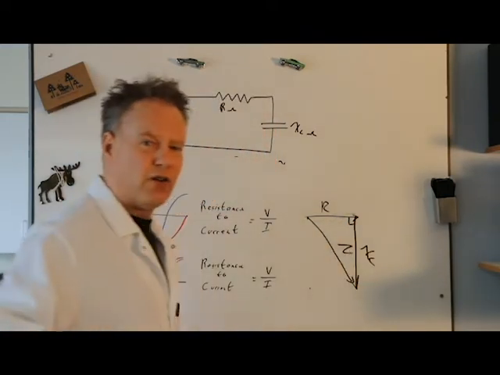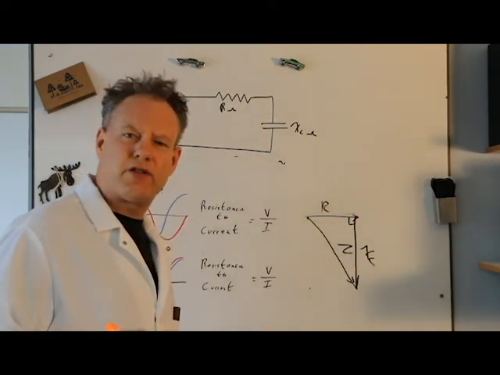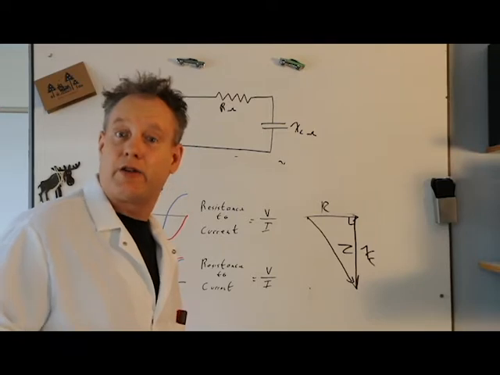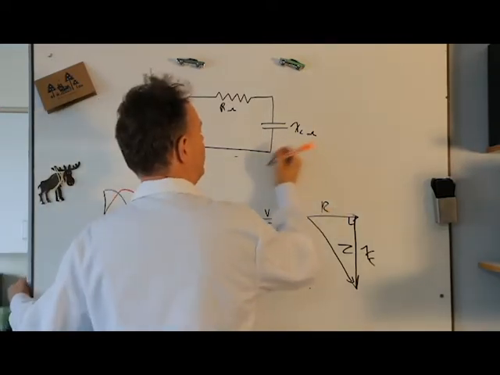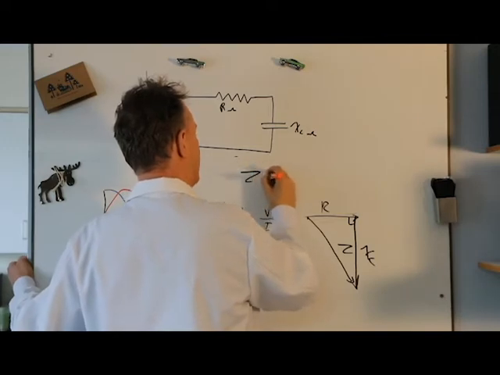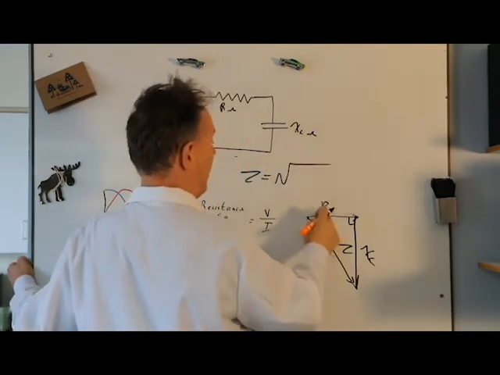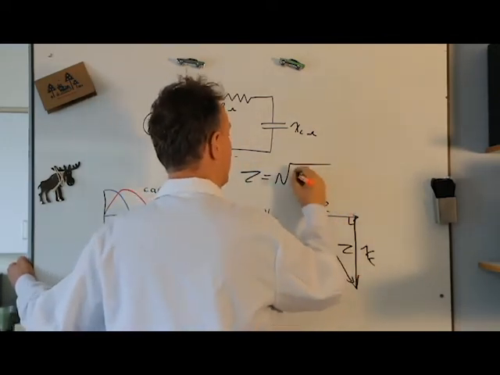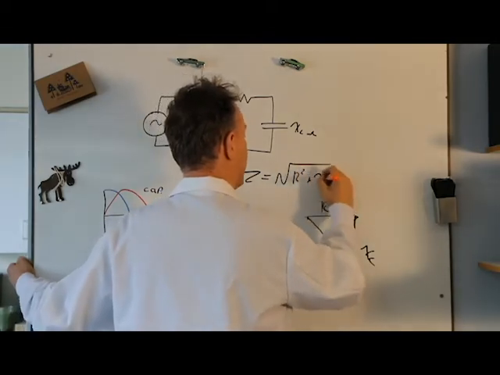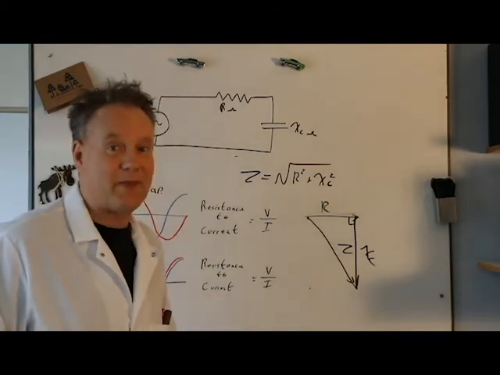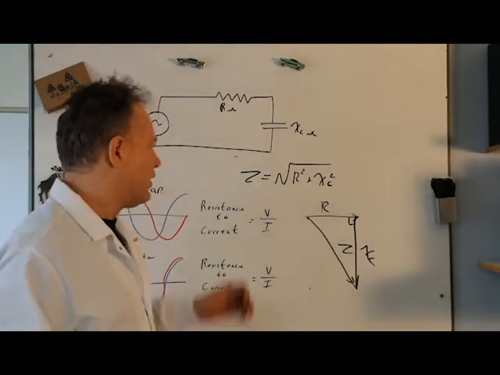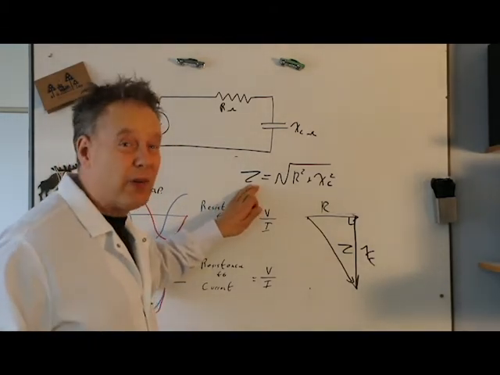Is that a right angle triangle? Does the square of the hypotenuse equal the sum of the squares of the other two sides in a right angle triangle? Yep. So this is what we do. We use the Pythagorean theorem, and we do this. Z equals the square root of that squared plus this squared. So R squared plus XC squared. I keep putting XL's. I gotta stop that. I'm talking about capacitors. So yeah, pretty simple. Okay.